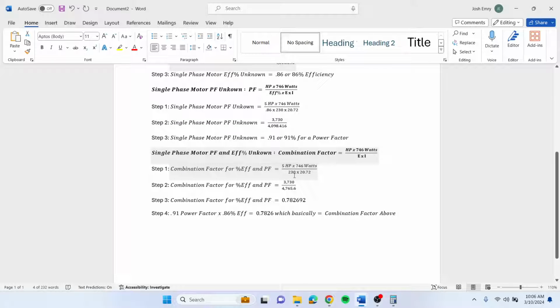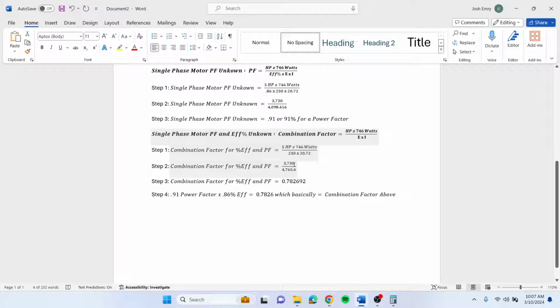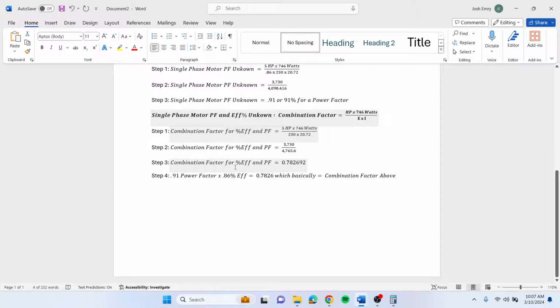So in this case, you'll take the 5 horsepower times 746 watts divided by 230 times your full load amps. You'll end up with 3,730 divided by 4,765.6. So then your combination factor ends up being 0.782692.